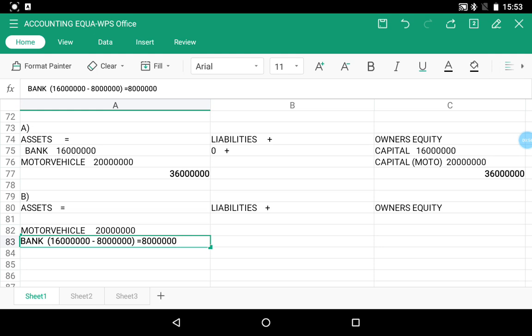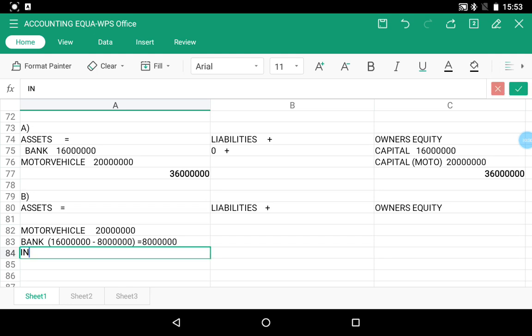Then remember, I used those 8 million to buy iron sheets. So we have our event, but this event is in the form of iron sheets.